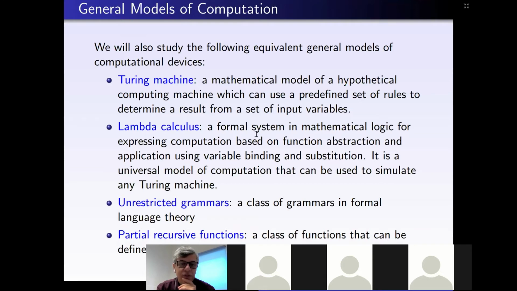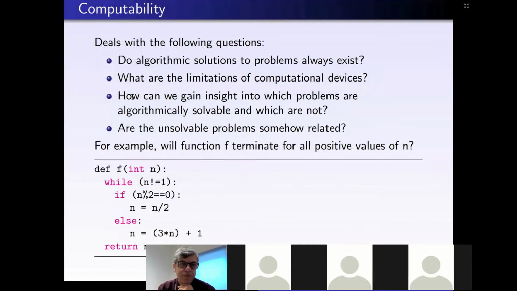Lambda calculus, a formal system in mathematical logic for expressing computation based on functions. We will go through all these things through the course. You don't need to get the point of all these things, but that's a summary of what we want to talk about in this module. It is a universal model of computation that can be used to simulate any Turing machine. Unrestricted grammars and partial recursive functions. Okay, so these are the general models of computation.